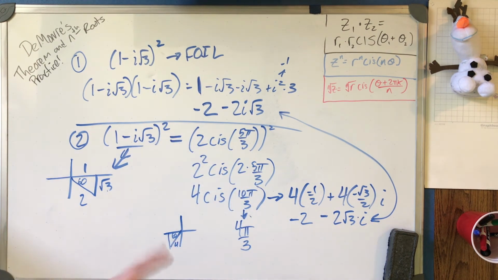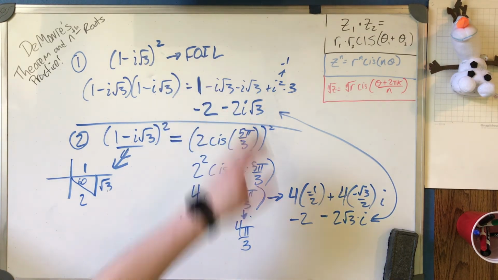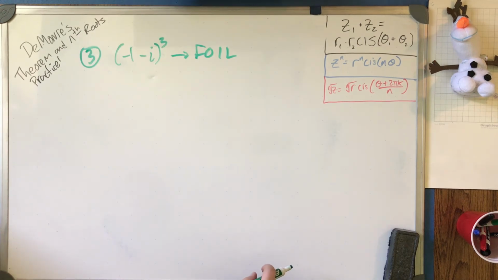What example 3 and 4 are going to be doing is showing us what happens when we have powers bigger than 2. It's going to be significantly easier for us to just convert it into trig form than it is to do the FOILing method. So let's do that for example 3.